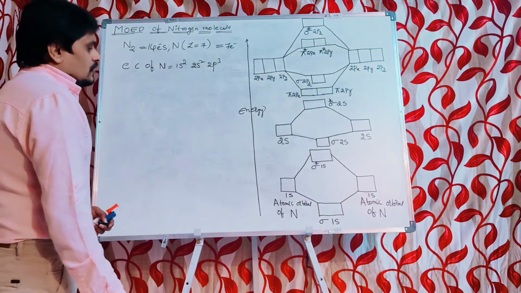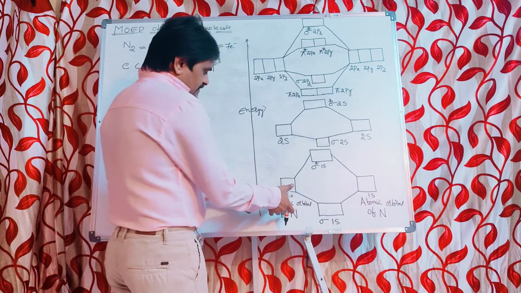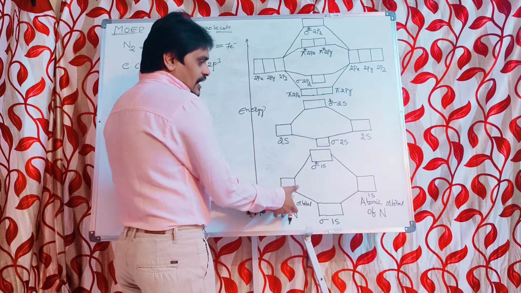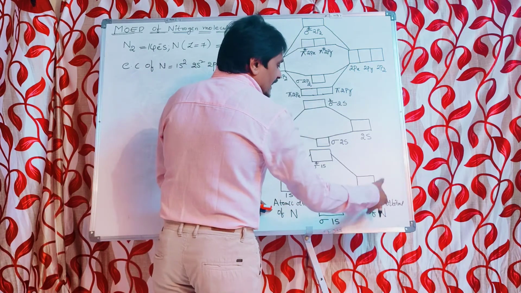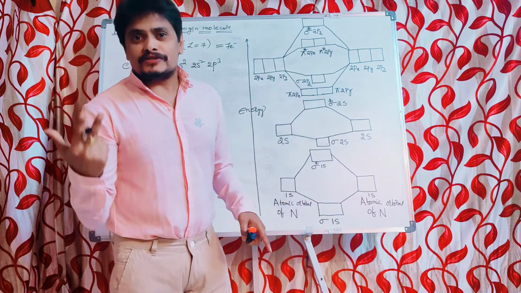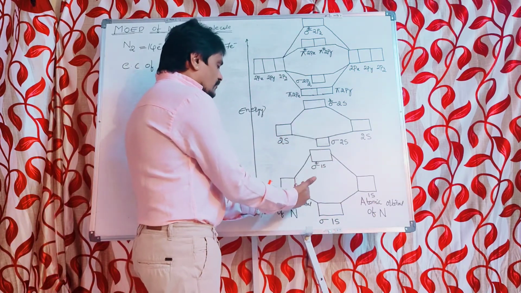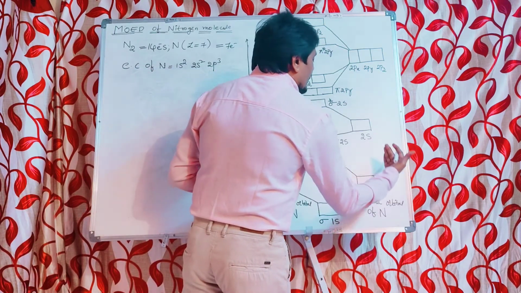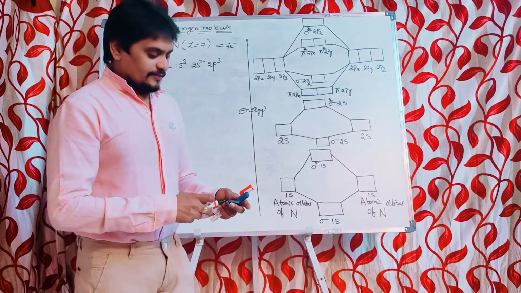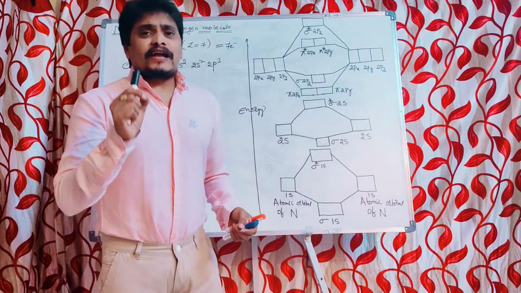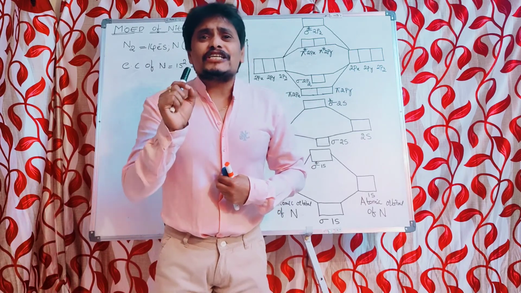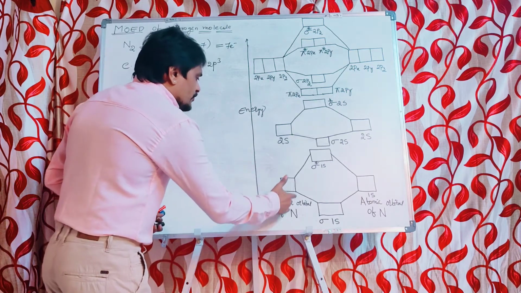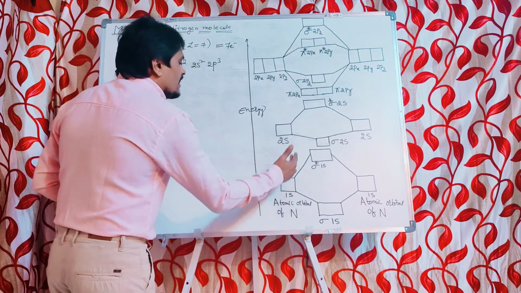On the left side, we take the atomic orbitals of one nitrogen. On the right side, we have the atomic orbitals of another nitrogen, because it is a combination of the two nitrogens. Now, let us try to fill the electrons in the atomic orbitals first, starting with the first, left-hand nitrogen.